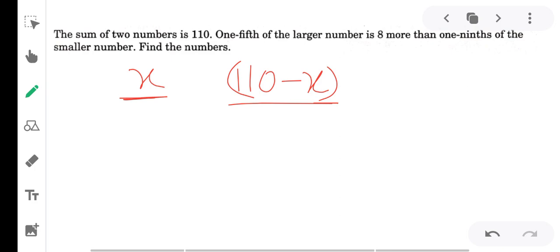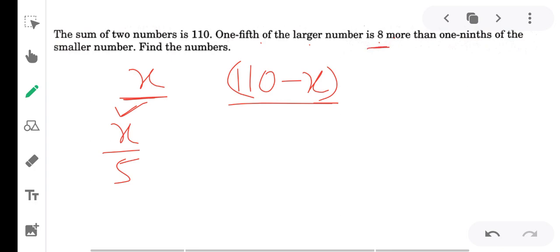Clear? So this is the larger number and this is the smaller number. Now read the question. 1/5 of the larger number, that means x by 5. 1/5 of the larger number is 8 more than 1/9 of the smaller number. So x by 5 is bigger than 1/9 of the smaller number by 8. That means the difference between them is 8.